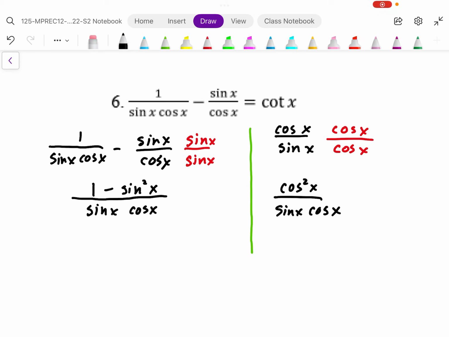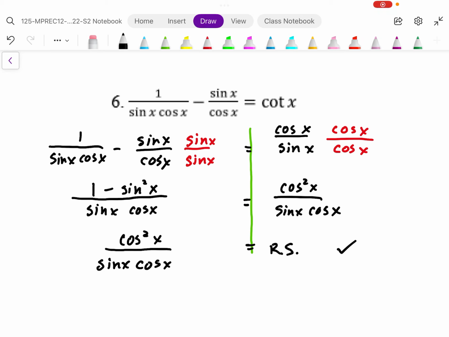I know the denominators match, so I know that the numerators must also match. And in the numerator, there is an identity. 1 minus sine squared x is equivalent to cosine squared x. So I'm going to replace the numerator with cosine squared x, and I end up with sine x cosine x. So now I have the right side equal to the left side. That identity is proven.